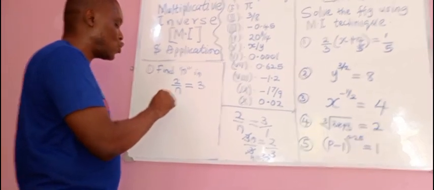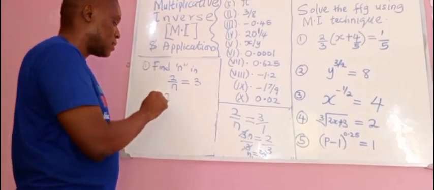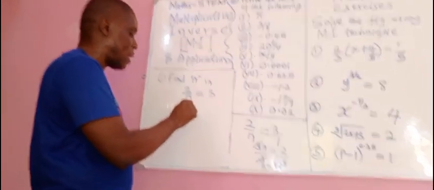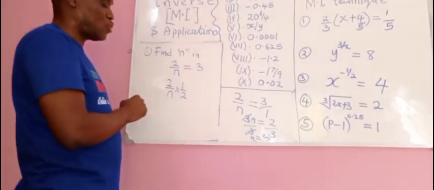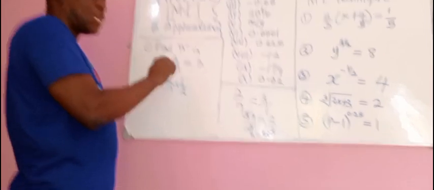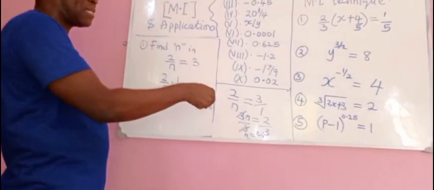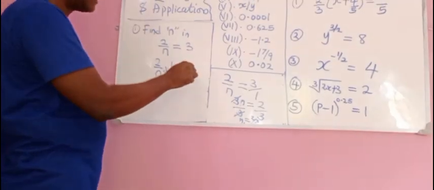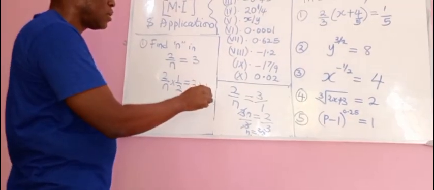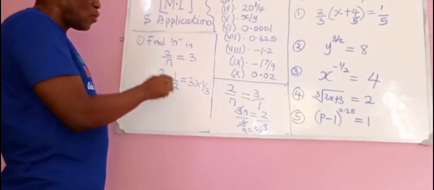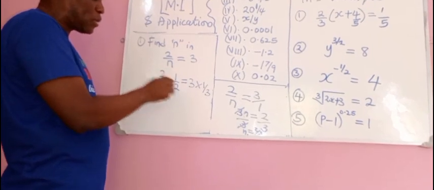What will I do so that this 2 will disappear? That's the multiplicative inverse. That will be 1 over what? 1 over 2. So this same 1 over 2, you know, in mathematics, you must maintain a balance. What you do here, you multiply by the other side also. So this one is 3 times what? 1 over 2. So with this now, what we have left here, these 2 cancel these 2.